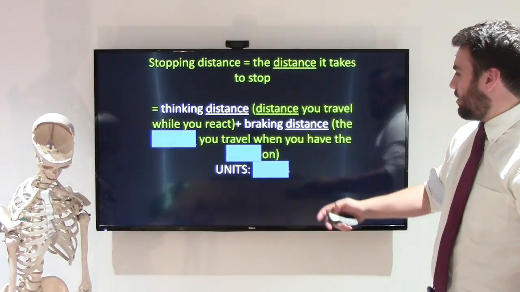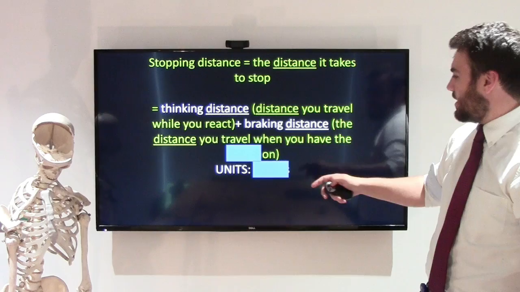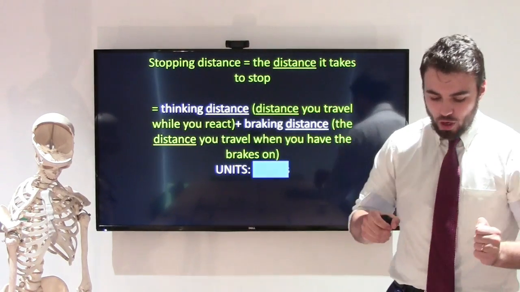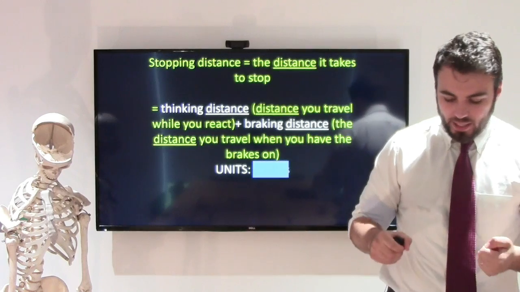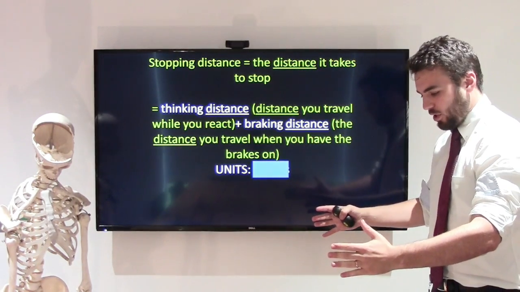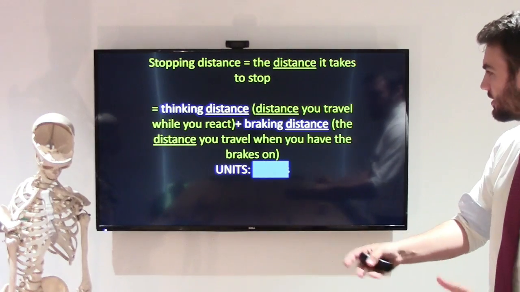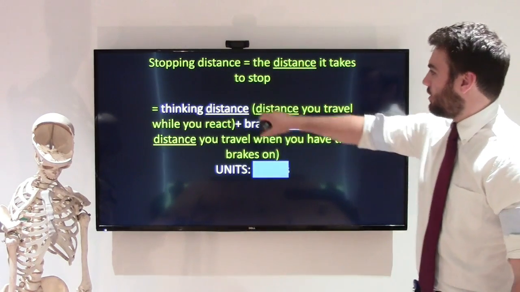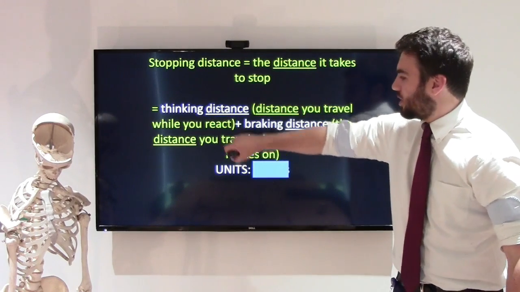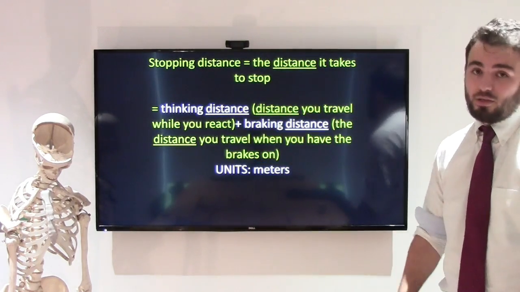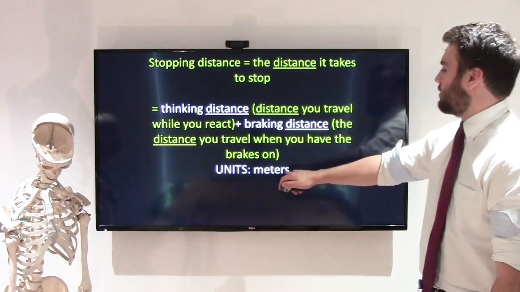I then put the brakes on, and the braking distance is the distance I travel once I have the brakes on. From the moment I put the brakes on, I don't immediately stop, I carry on until I stop. So I have my thinking distance while I was reacting, then my braking distance, and the whole thing is my stopping distance. So you've got the equation: stopping distance equals thinking distance plus braking distance. The unit is going to be meters. Of course, you could have kilometers, but we're most likely talking about meters here.